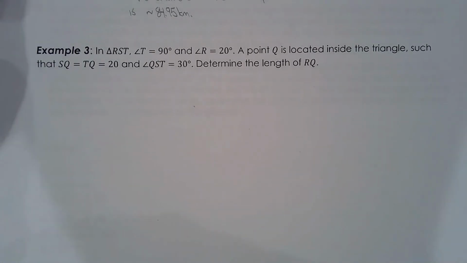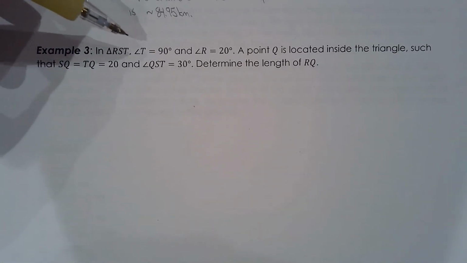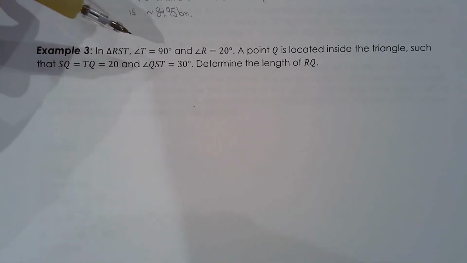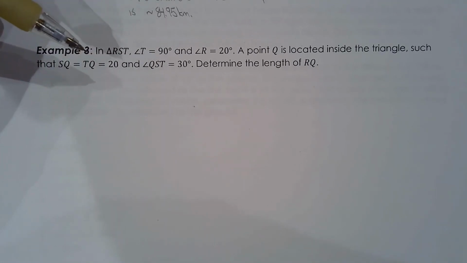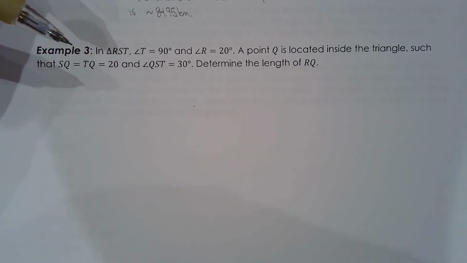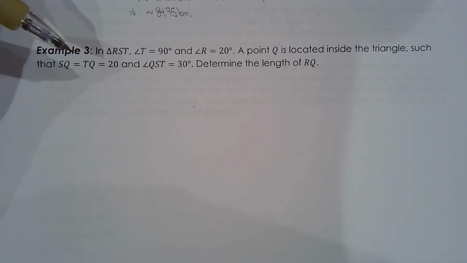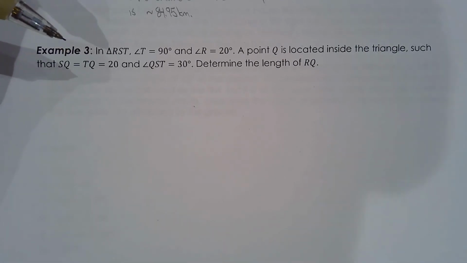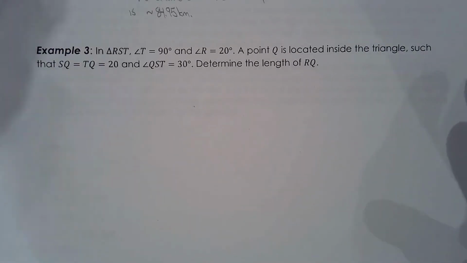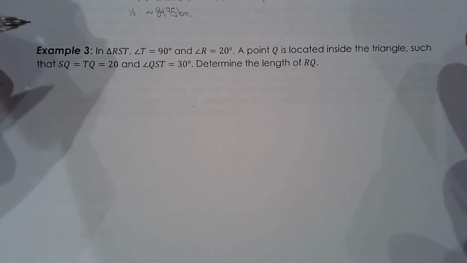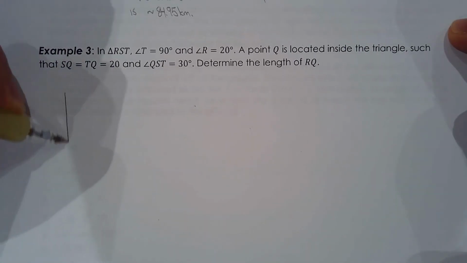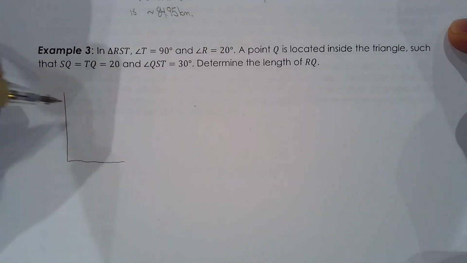For the third example, in triangle RST, angle T is 90 degrees and angle R is 20 degrees. A point Q is located inside the triangle such that SQ equals TQ equals 20, and angle QST is 30 degrees. Determine the length of RQ. For this question, I definitely think a diagram would be a great idea. So let's start with triangle RST.